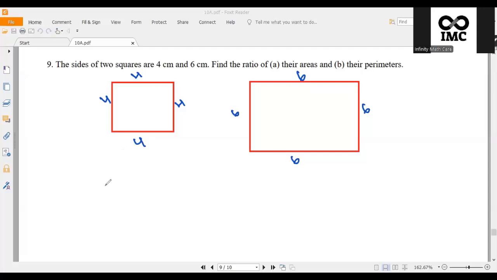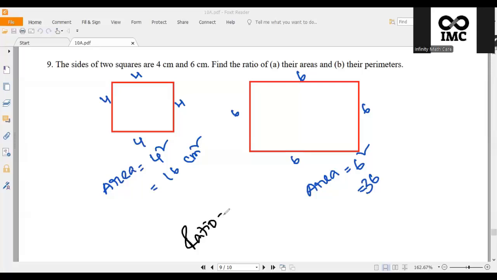So what will be the area of this square? Area of the first square will be 4 square, 4 into 4, that means 4 square. Okay, 16 centimeter square. What is the area of this one? The area of this will be length into breadth, 6 into 6, that means 6 square. Okay, 6 square, that is 36. Now, ratio. What will be the ratio of their areas? Ratio will be 16 is to 36.